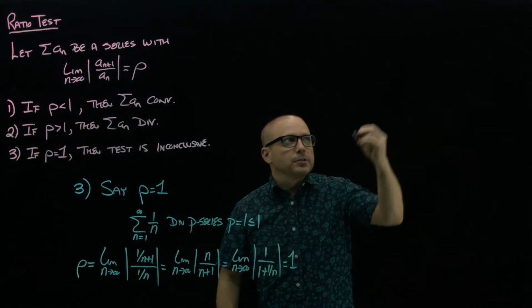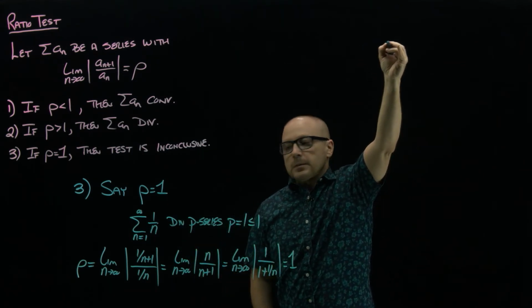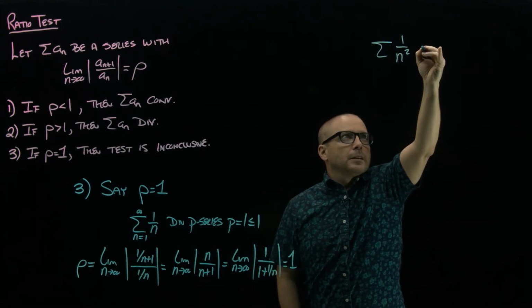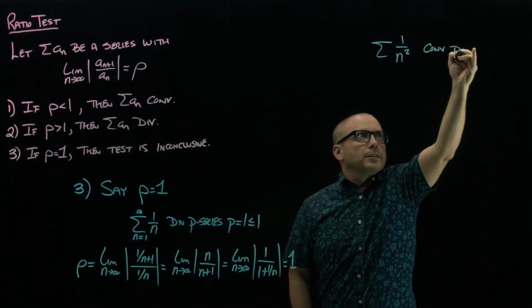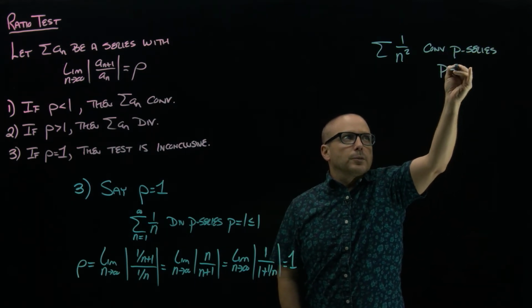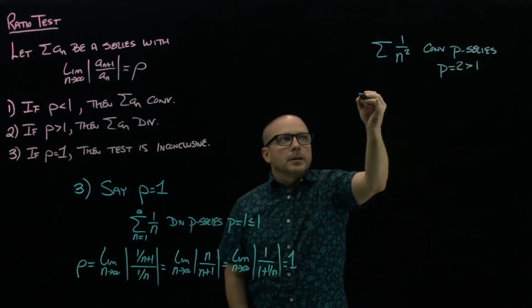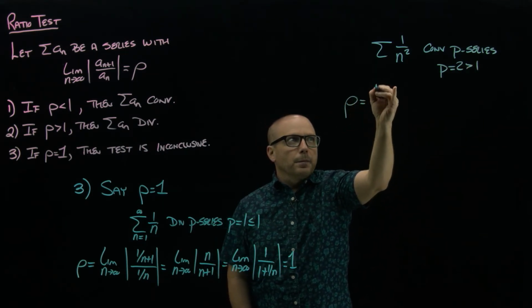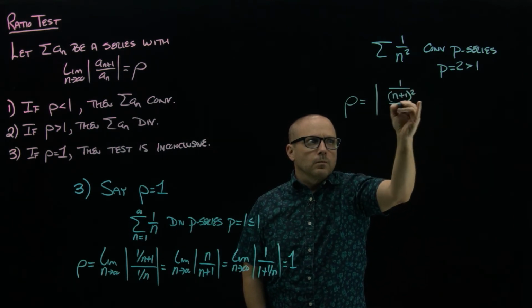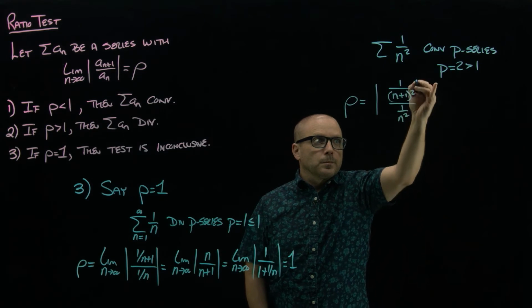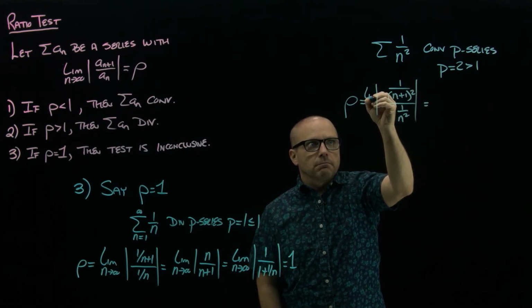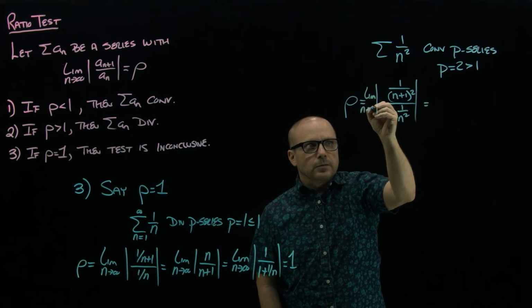But let's just do a convergent p-series. So say you had 1 over n squared. That's a convergent p-series. p is 2, which is bigger than 1. But if we calculate our ρ, the limit as n goes to infinity of that.